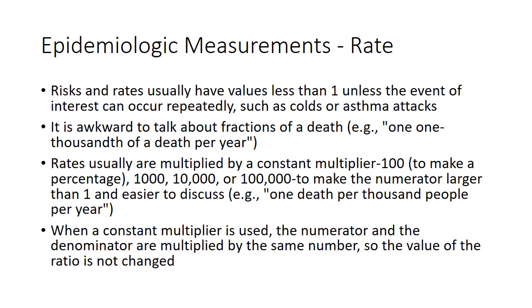So for instance, if you had 1 death per 1,000 people per year, it makes more sense than 1/1000th of a death per year, right? That way you can say, okay, 1 death per however many people. It's much easier to discuss with patients. And when that constant multiplier is used, the numerator and the denominator are multiplied by the same number, so the value of the ratio doesn't change. It just makes it more explicable to people.